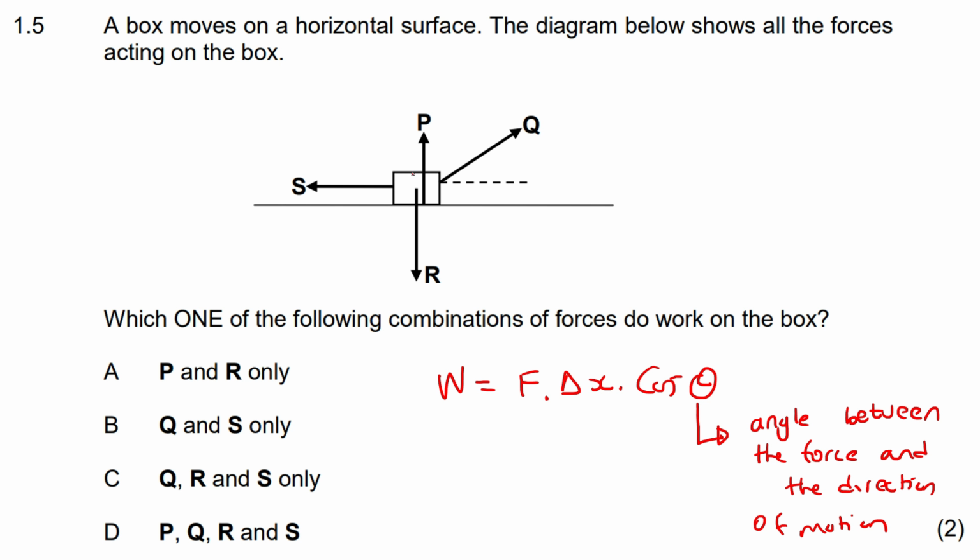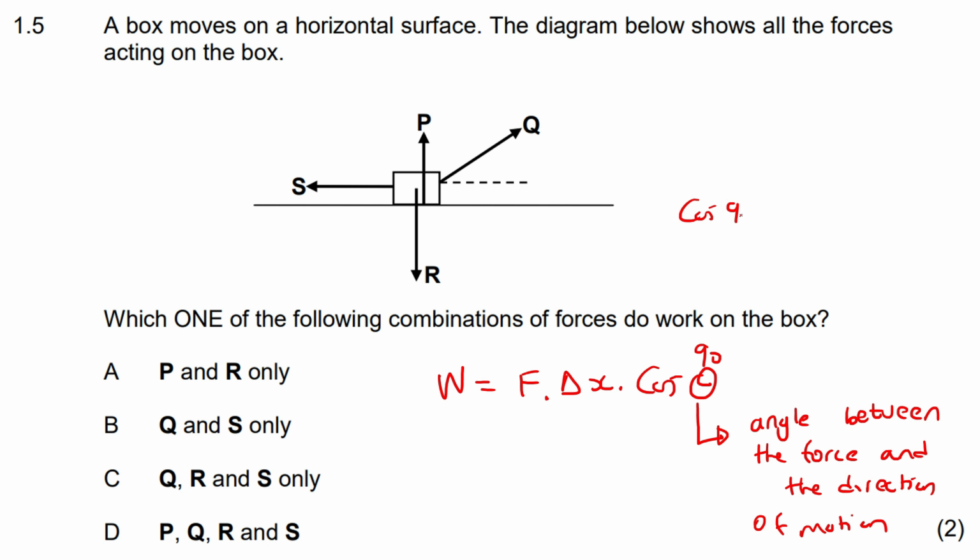Okay, so let's say, for example, the box is moving in this direction. Then look at this angle between P and the force. Can you see that that's 90 degrees? And can you see that R is also 90 degrees? The angle between the force and the direction of motion is 90. Even if I said that the object is moving to the left, can you see that that angle is still 90? Okay?